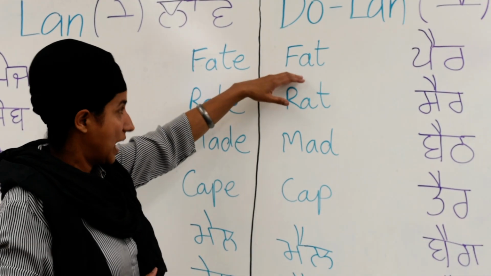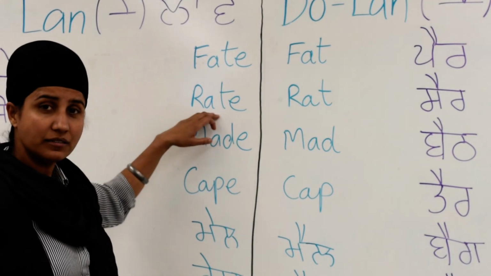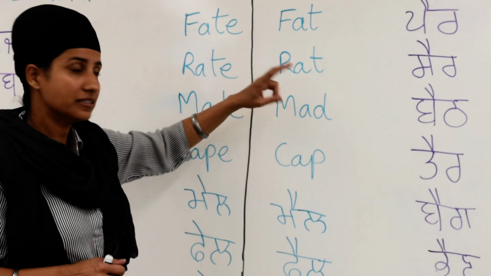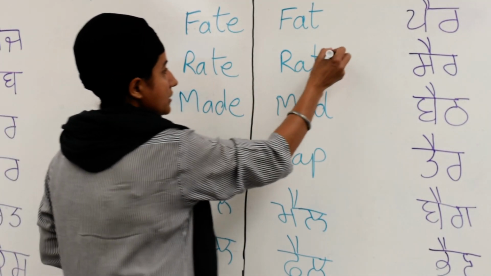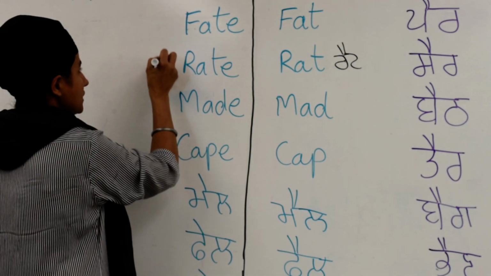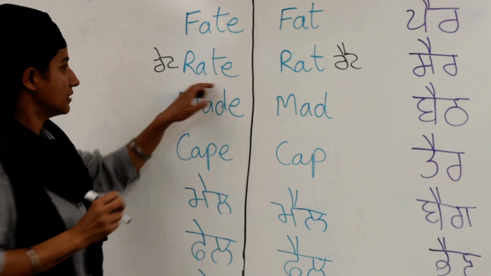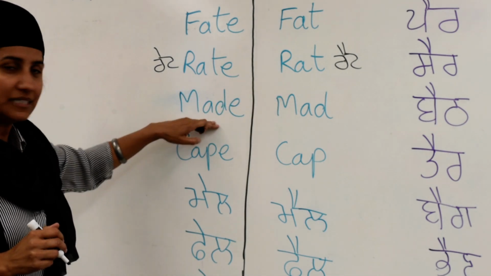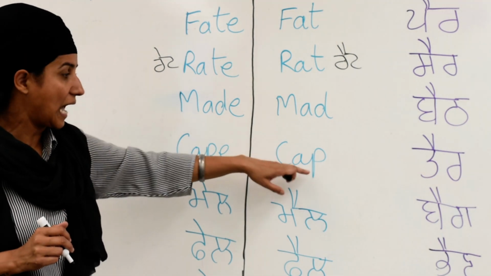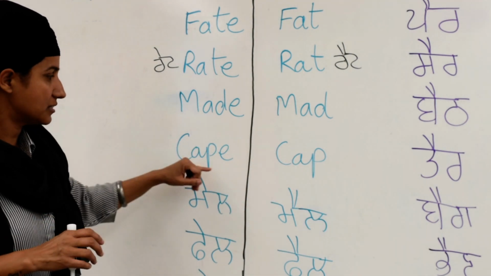Fat, fat. Rate, rat. When we say rat, it's a Do-Lanv. You can write it down here. Rat. This one is a rate. Rate, rat. Made, mad. Cape, cat. Because A sound, this is A sound.